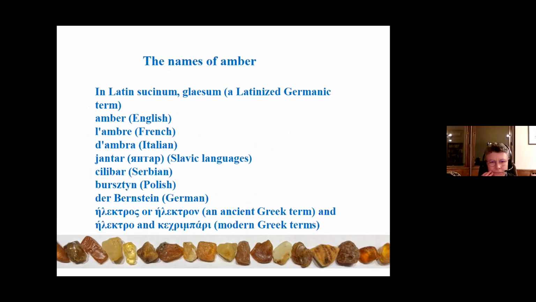As for the names of amber, in Latin amber was called succinite. Some texts also use a Latinized Germanic term, glassum. In modern languages, the most popular terms are amber in English, l'ambre in French, and l'ambra in Italian. Among the Slavonic languages, the form jantar prevails. However, in Serbian, amber is called cilibar. The Polish name, bursztyn, derives from the German term der Bernstein, which refers to one of the properties of this material and translates literally as burning stone.